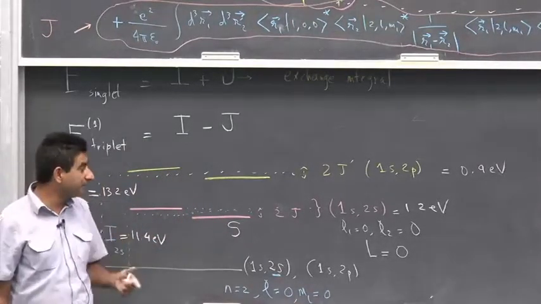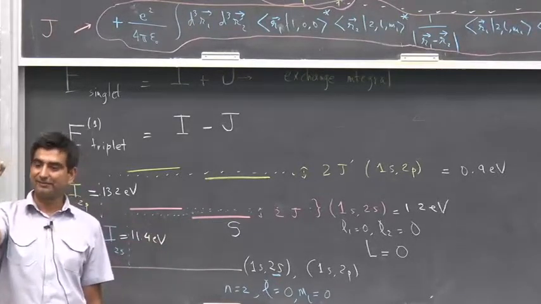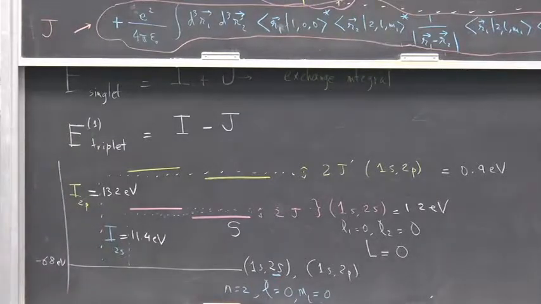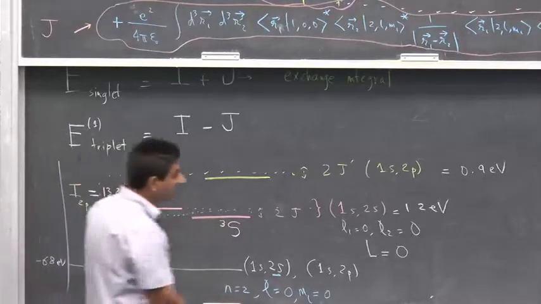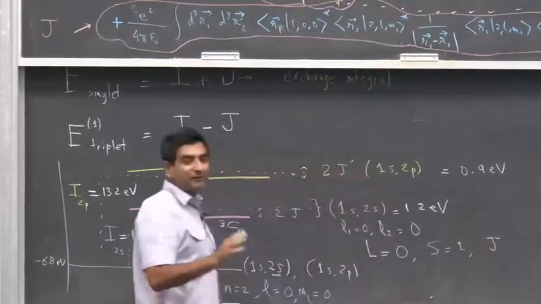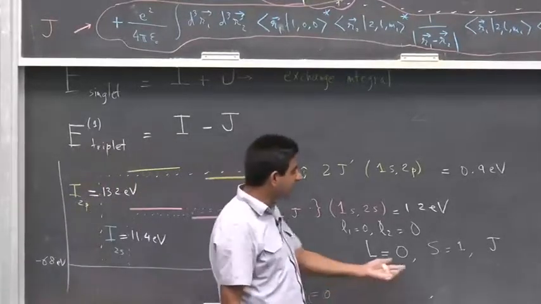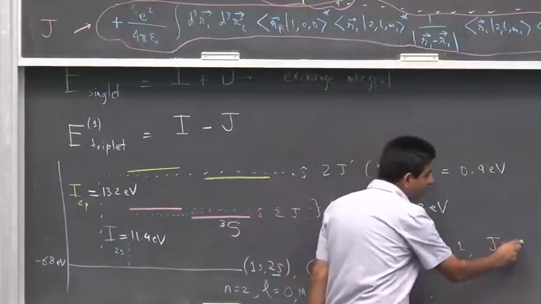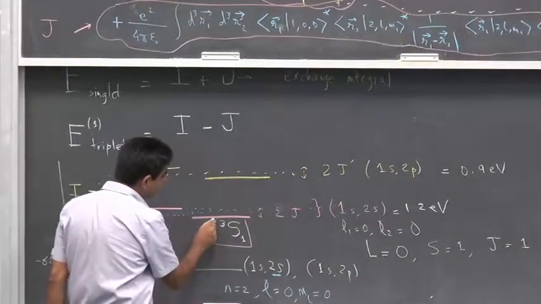Now we would like to find out the spin. It's a triplet state. What is the spin of a triplet state? 1. See? Alpha alpha has a spin 1. Beta beta has a spin 1. So you have 2S plus 1 is 3, and then you have S equals 1. J goes all the way from L minus S to L plus S. Now L minus S is 1, L plus S is 1, so J equals 1. So this term symbol is 3S1. It's a triplet state.